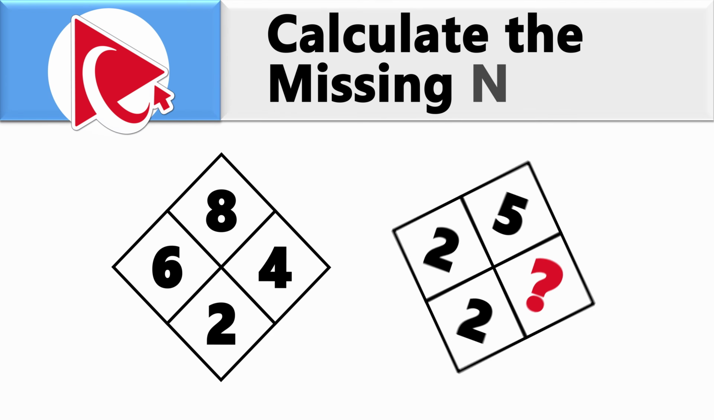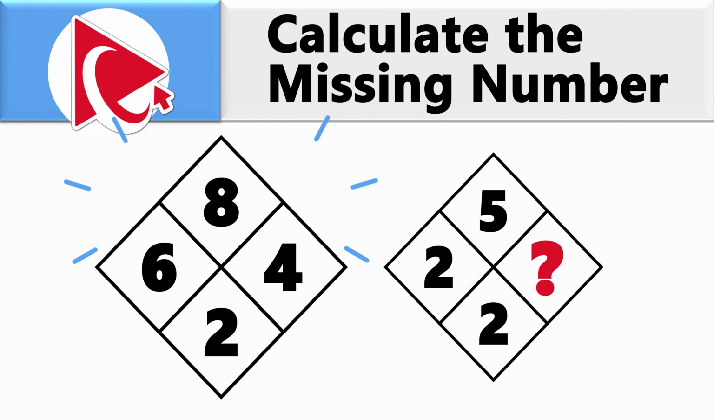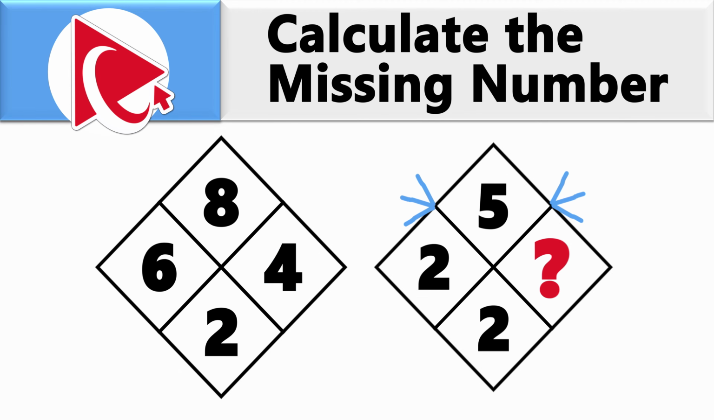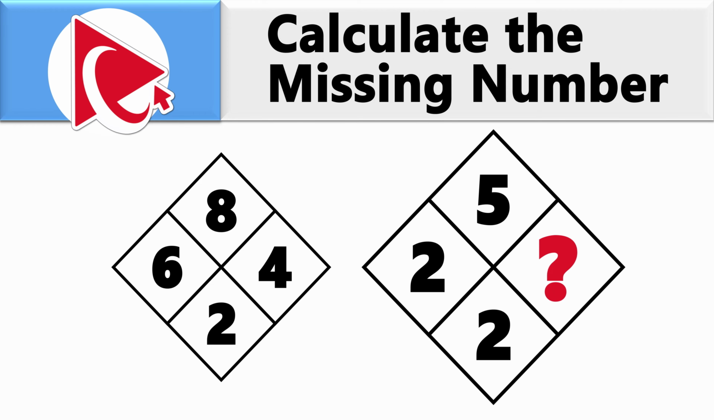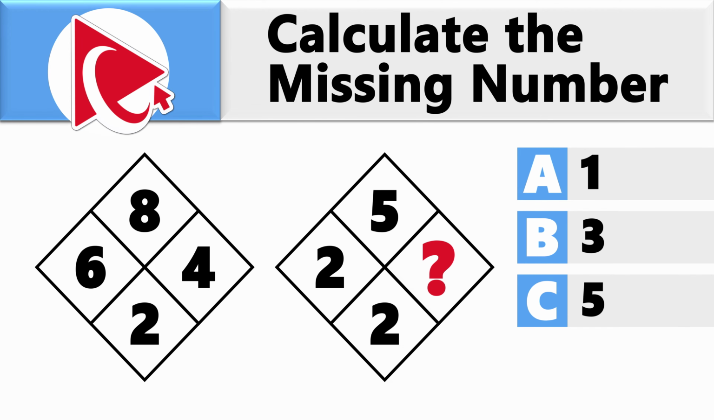You're presented with 2 diamonds. Each diamond has 4 numbers inside. In the first diamond, which is on the left, the numbers are 8, 6, 2, and 4. And in the second diamond on the right, the numbers are 5, 2, 2, and then comes the missing number, which you need to calculate and select out of 4 possible choices. Choice A, 1. Choice B, 3. Choice C, 5. And last but not least, choice D, 7.